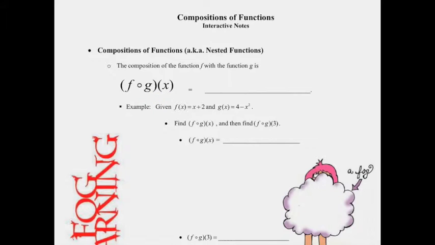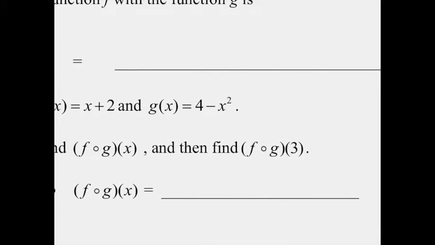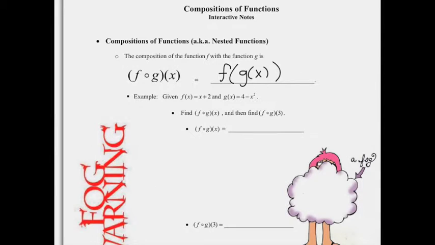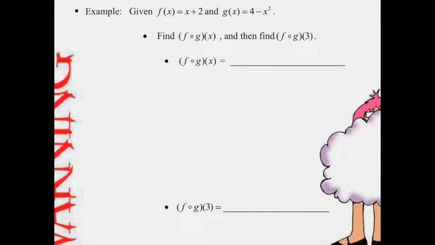This could also be read f of g of x, and can be written f of g of x. So you can see that the g of x is inside of the f of x function. So we're going to start with this example. Given f of x equals x plus 2 and g of x is 4 minus x squared, find f of g of x, and then we're going to evaluate the composition f with g of x at the value 3.